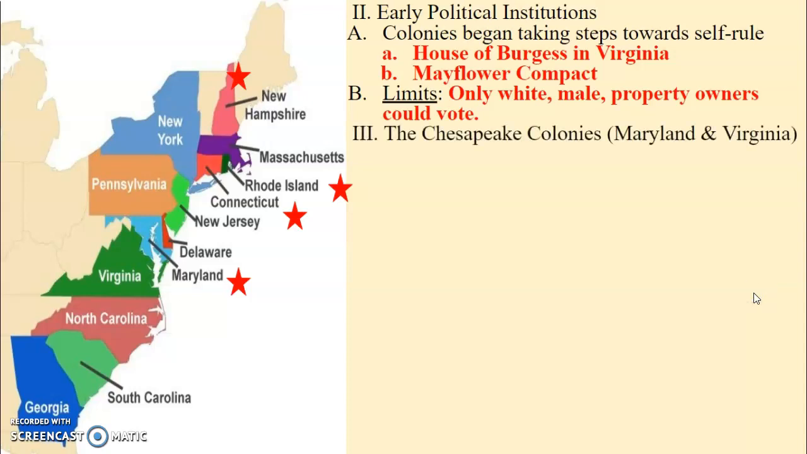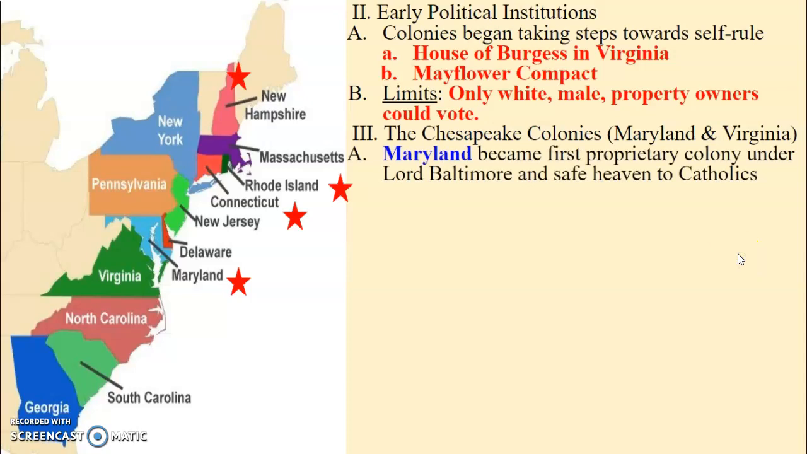The Chesapeake colonies include Maryland and Virginia. So Maryland and Virginia, these two colonies right here. Maryland became the first proprietary colony under Lord Baltimore, and a safe haven for Catholics. How do you remember this? It's called Maryland, like the Queen, like the Virgin Mary.